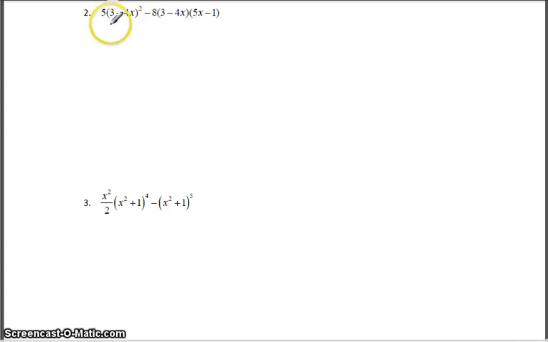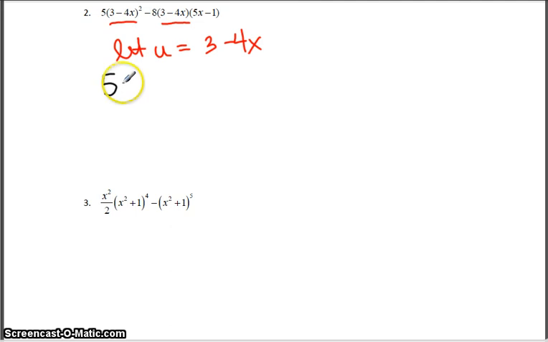For problem number 2, if you look at the parentheses here, we have 3 minus 4x and another 3 minus 4x. So we will let U equal 3 minus 4x. Now rewrite the problem as 5U squared minus 8U times 5x minus 1.